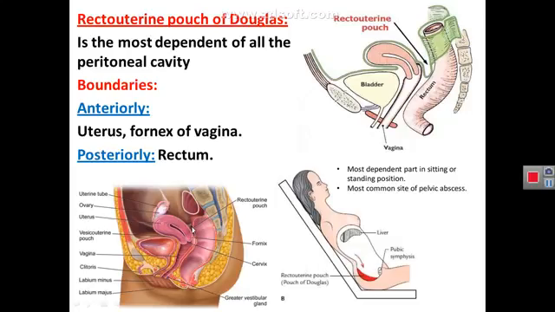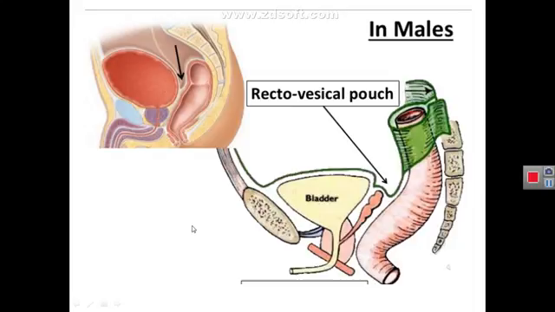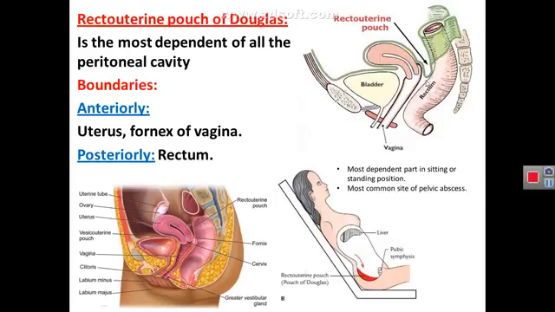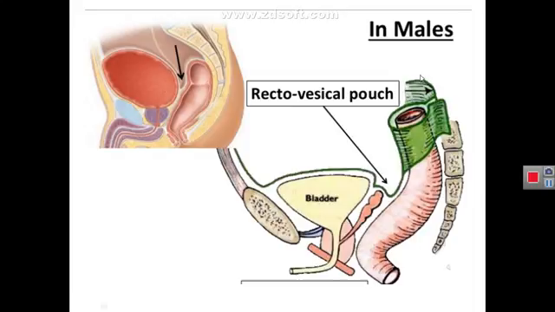This pouch in the male is called the rectovesical pouch, because the peritoneum in the male also covers the upper two-thirds of the rectum anteriorly, but it is reflected on the seminal vesicles, the back of the bladder and the superior surface of the bladder. Still, this pouch is the most dependent in the male, but it is called the rectovesical pouch, not the rectouterine pouch, which is the pouch of Douglas. This is only the rectovesical pouch.